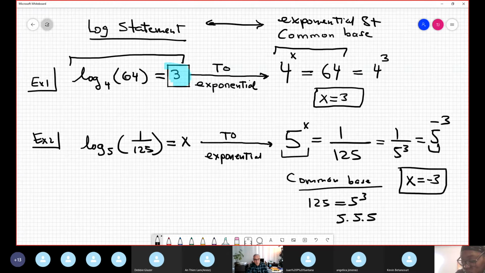So in this case, it makes sense: the number inside the argument of the logarithm is less than 1 and the base is greater than 1. It's obvious that the answer is negative. So you replace here by negative 3. That's my final answer.